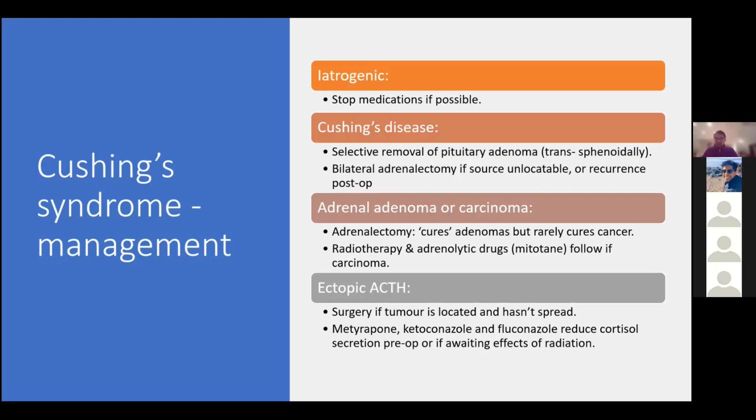If you are unable to resect the tumor, or it recurs post-op, then what you can do is either give them long-term drugs that suppress the adrenal glands, like metyrapone, or you can give them a bilateral adrenalectomy. Again, you'd have to then artificially replace their steroid hormone long term, as they would effectively be adrenal insufficient.